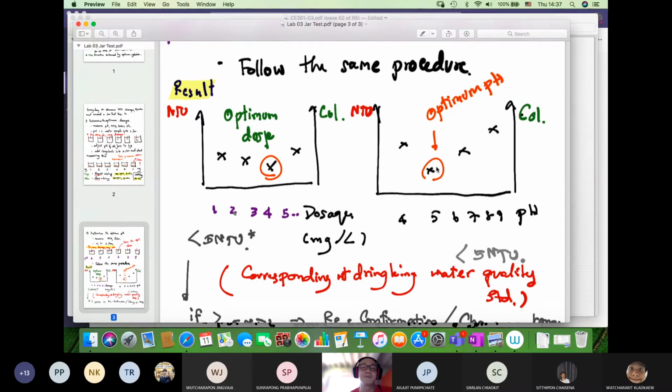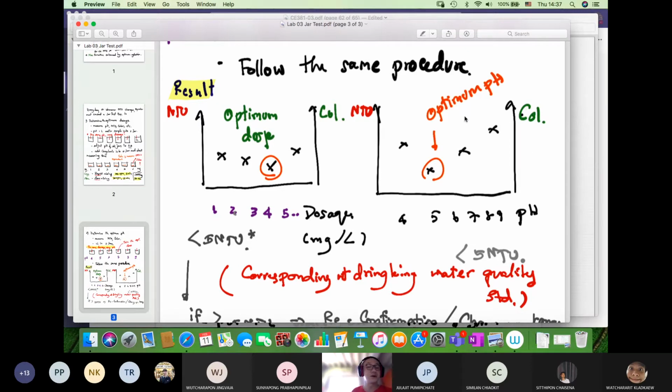So if the lowest NTU is achieved, then we say that this is the optimum pH. If the pH ranges from 4, 5, 6, 7, 8, 9, whichever gives the lowest NTU, we think this one is the optimum pH.